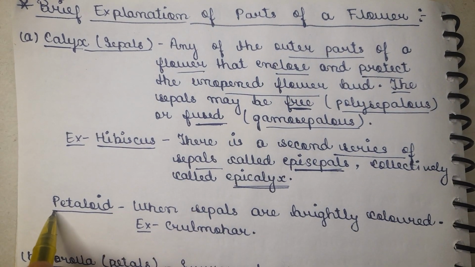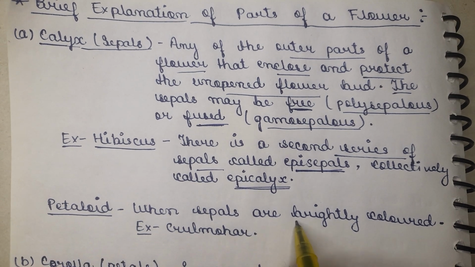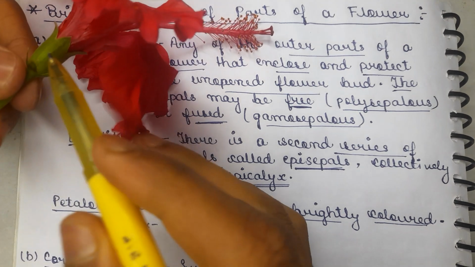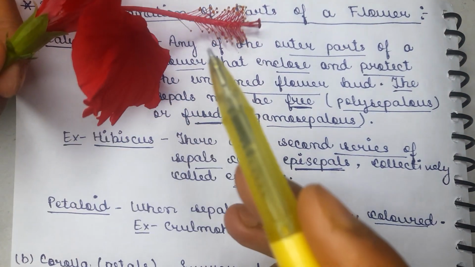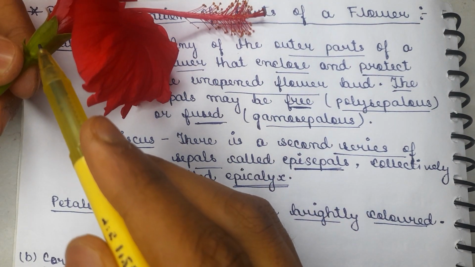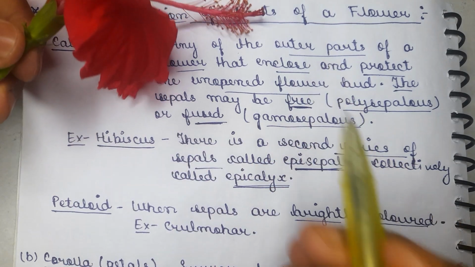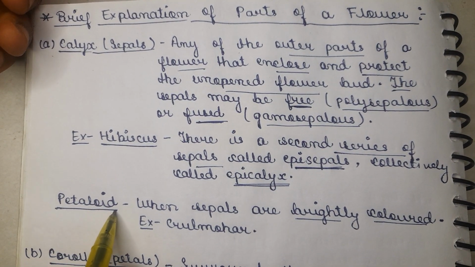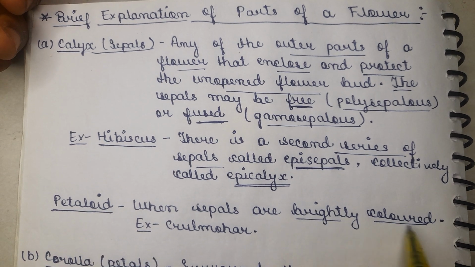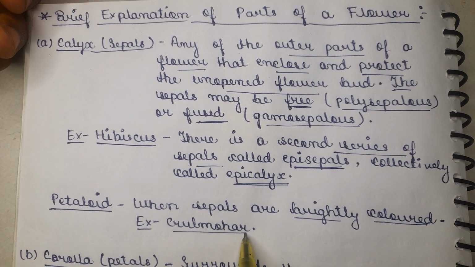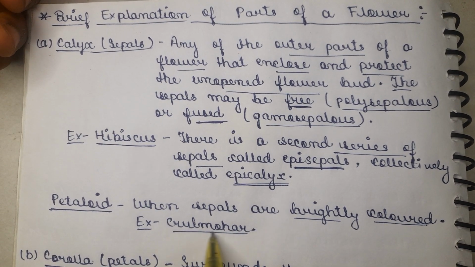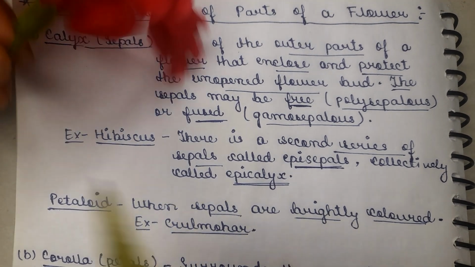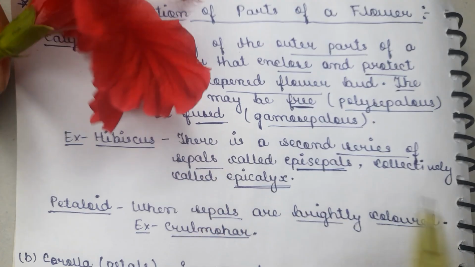Now the term is petaloid. Normally flowers bear sepals in green color. In some flowers the sepals are brightly colored, that means they are in different colors. These cases relate to the term petaloid. Petaloid means the sepals are brightly colored. If you take the example of the gulmohar plant, the sepals of its flowers are in colored form, not in green color.